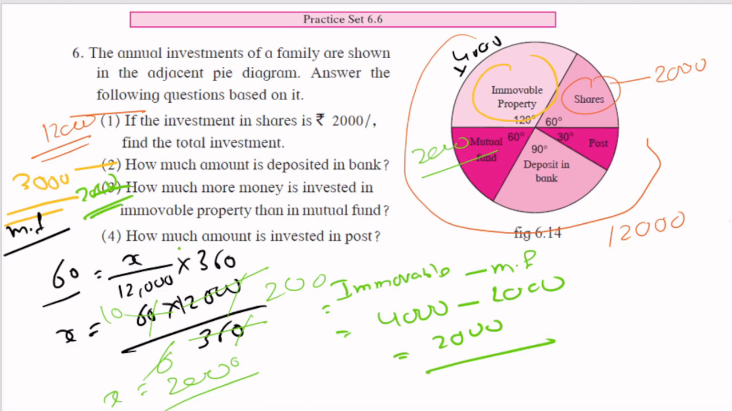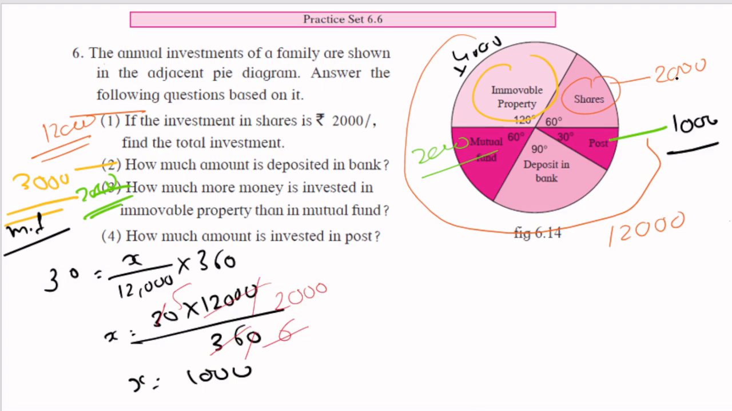How much amount is invested in post? This is very straightforward. You just have to change the angle and find the answer. Okay, do this. I'll post the answer. Freeze this video and try this by yourself. Welcome back. I hope you got the same answer of 1000 in the post. Done. So we completed practice set 6.6.